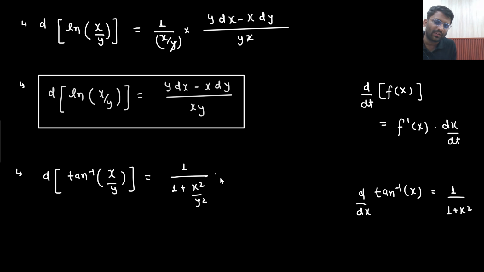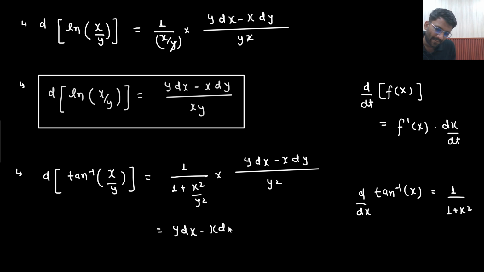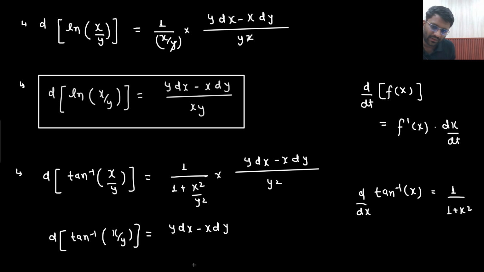Then what is the differentiation of x by y? That would be nothing but y dx minus x dy upon y square. Now this y square goes this side, this y square goes this side, and y square will get cancelled out. So d of tan inverse x by y is coming out to be y dx minus x dy divided by x square plus y square.